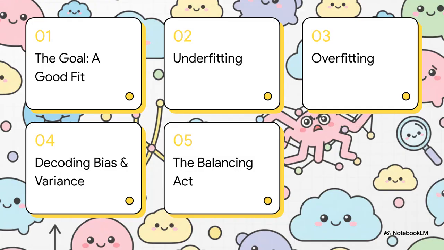All right, so here's our roadmap. First up, we've got to define what a good fit even looks like. Then, we'll meet the two main culprits of a bad model, the simple mistake of underfitting and the complex trap of overfitting. After that, we get to the really good stuff. We'll decode what bias and variance actually are. And finally, we'll see how they're locked in this constant, ultimate balancing act.